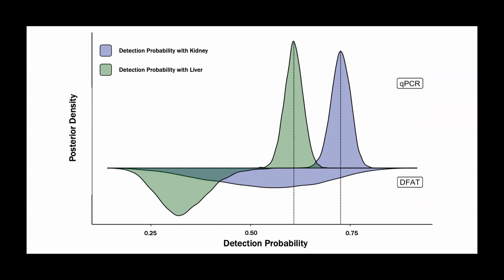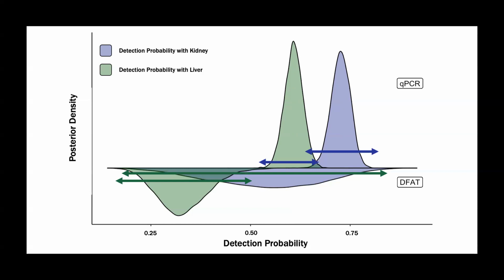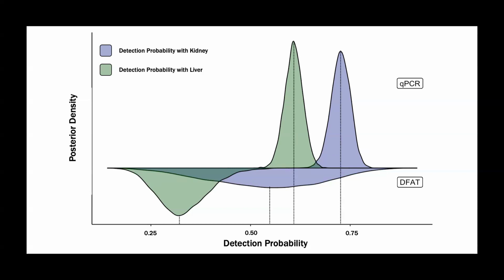And we can see qPCR is better overall with these higher peaks with detection probability of kidney around 73% and liver around 61%. We can see DFAT is much lower with a detection probability of kidney around 54% and liver around 33%. We also see much less variation by the little width and higher peaks with qPCR than DFAT, further indicating that qPCR may be the best method for detection between the 2 assays.